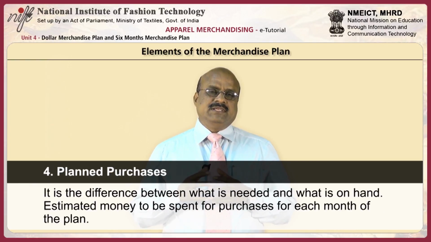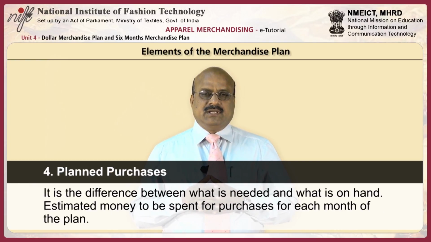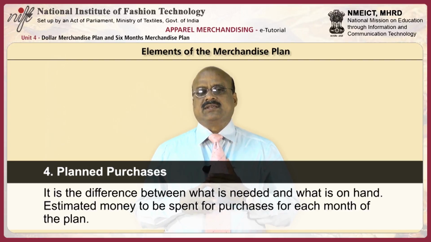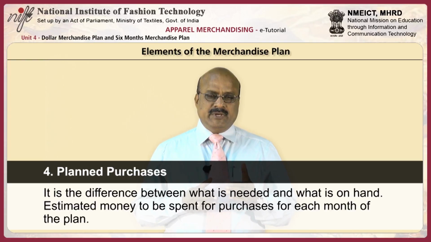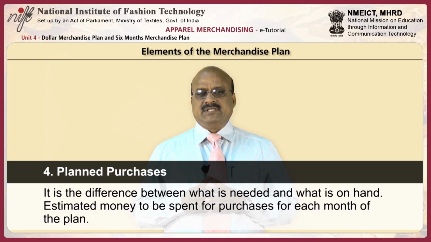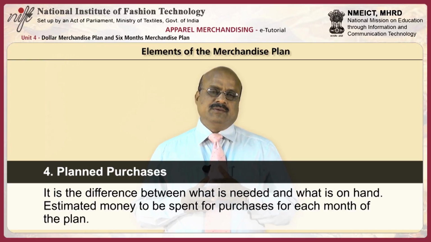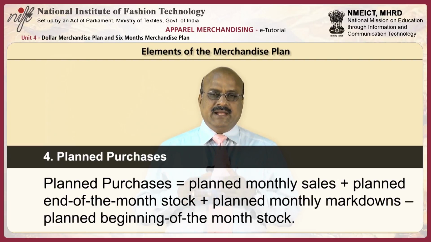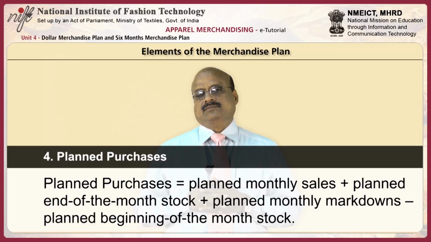Then the fourth one is planned purchases. It is the difference between what is needed and what is on hand. Estimated money to be spent for purchases for each month of the plan period. Planned purchases is equal to planned monthly sales plus planned end of the month stock plus planned monthly markdowns minus planned beginning of the month stock.